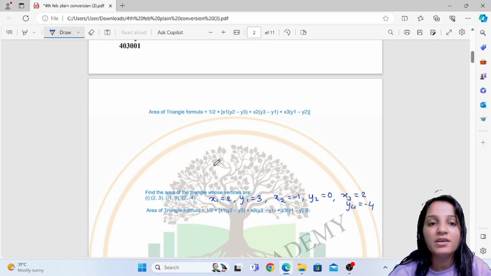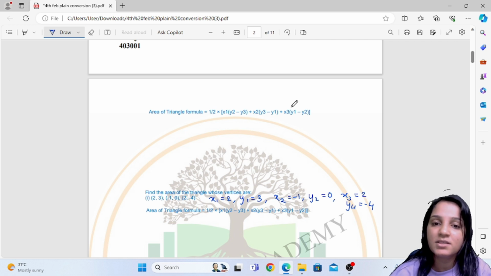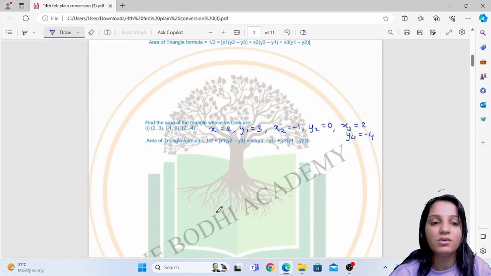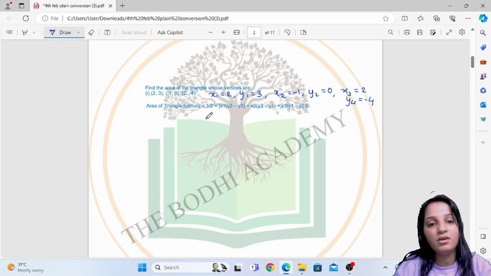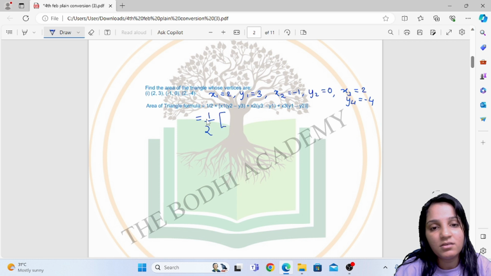Now the area of triangle formula is given by half into x1 into (y2 minus y3) plus x2 into (y3 minus y1) plus x3 into (y1 minus y2). These are all the coordinates. You will be given 3 points, from that you have to find the area of triangle. The formula we have already written. Now let us start finding the value.